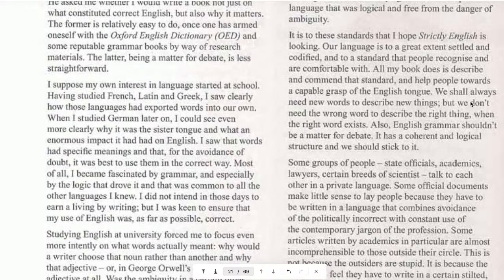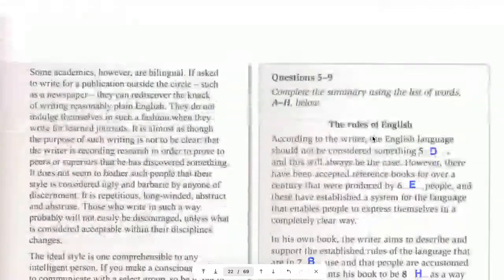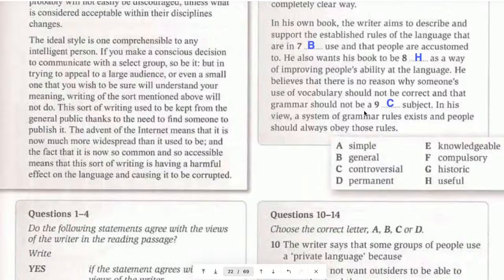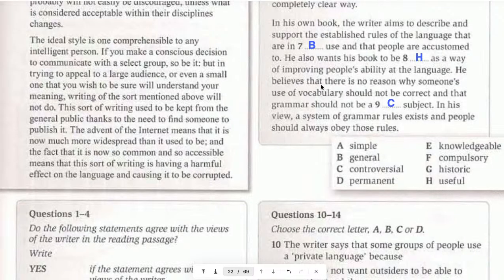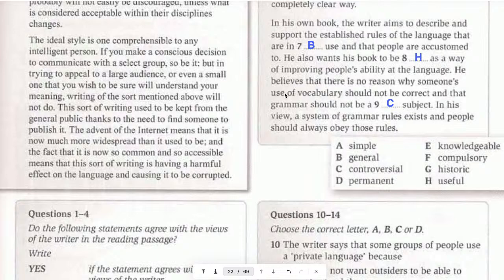Yes, that's right. Okay, the first sentence, right? We shall always need new words to describe new things, but we don't need the wrong word to describe the right thing when the right word exists. And that sentence has the same or similar meaning to this one: He believes that there is no reason why someone's use of vocabulary should not be correct.